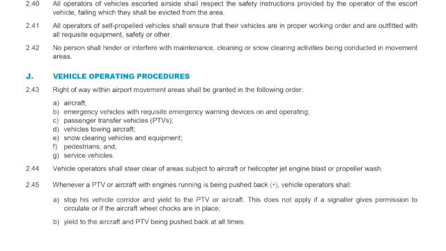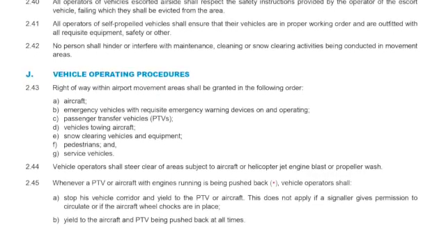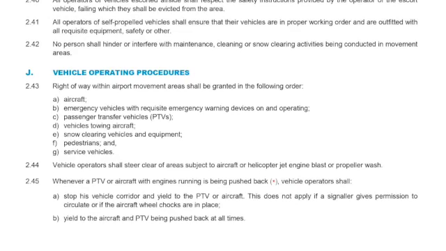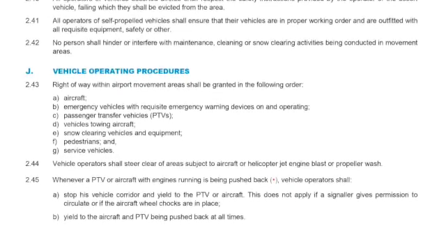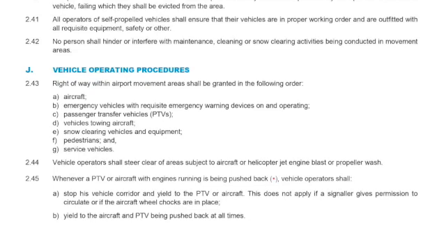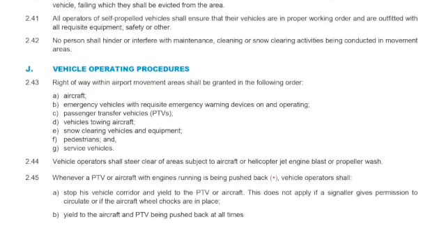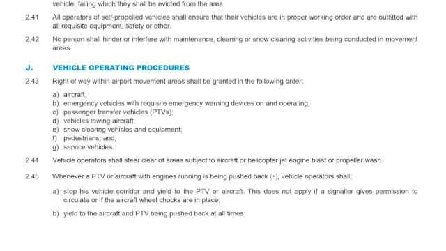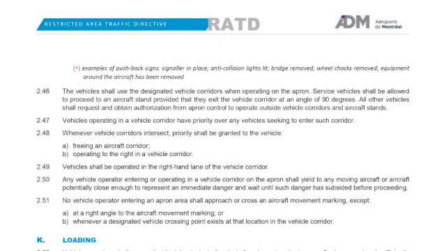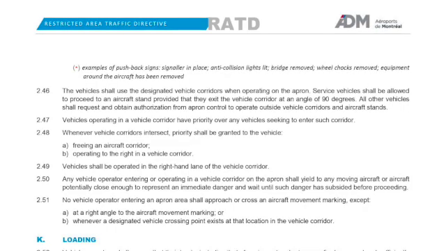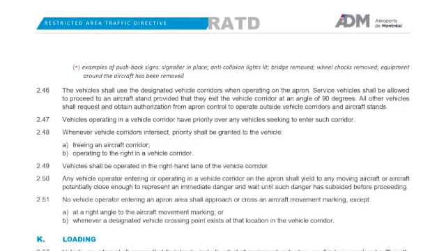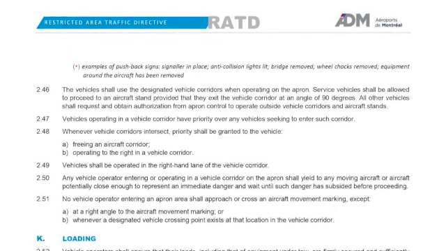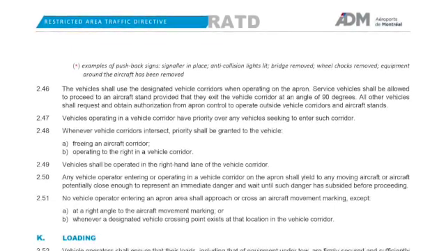45. Whenever a PTV or aircraft with engines running is being pushed back, vehicle operators shall, a. Stop at the vehicle corridor and yield to the PTV or aircraft. This does not apply if a signaler gives permission to circulate or if the aircraft wheel chocks are in place. b. Yield to the aircraft and PTV being pushed back at all times. Examples of pushback signs: signaler in place, anti-collision lights lit, bridge removed, wheel chocks removed. Equipment around the aircraft has been removed.